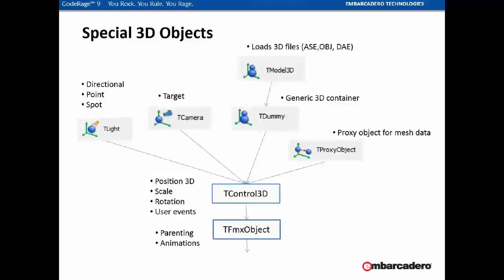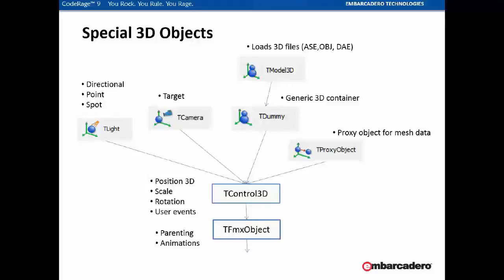There is also a TProxyObject. This is an object that is useful when you want to have a lot of different 3D objects, but you don't necessarily want to occupy too much memory for the vertex buffer of each object. With TProxyObject you can create copies of a certain object that share the same vertex buffer, so your application does not occupy too much memory.